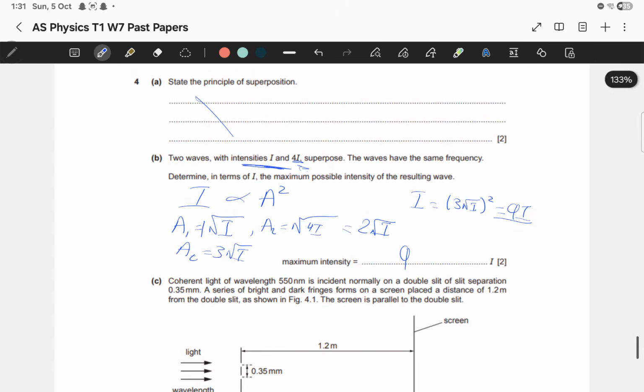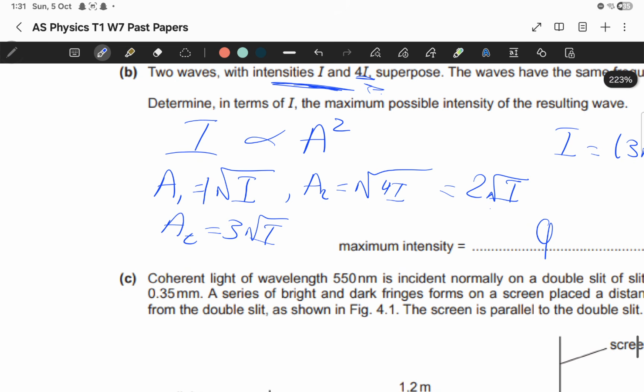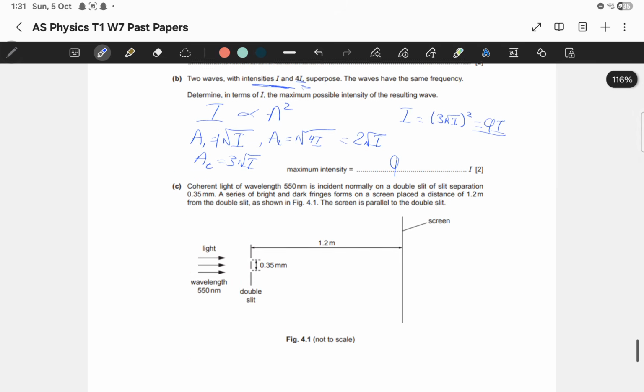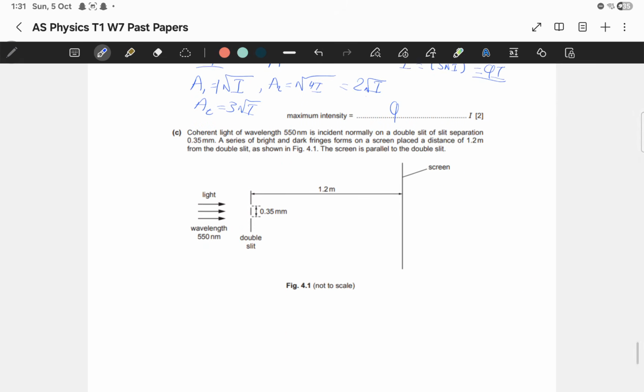Now, keep in mind, why did I add them? Because it said maximum possible. That means ideally constructive interference. If they said minimum, I would subtract A2 from A1 and then square it. But here it said maximum, which means constructive interference, not destructive. So 9I is my answer because of that formula. However, I don't think this is coming. I wouldn't count on it.